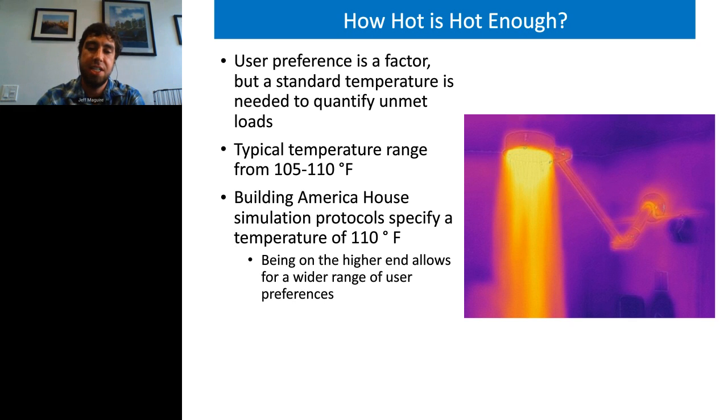So my suggestion is to calculate unmet loads whenever your outlet water temperature is below 110 and is going to a shower. Being on the higher end means that you're accounting for everyone's user comfort preferences. If you prefer 105, that's great, you're still comfortable. And being on the higher end is also an attempt to allow for a little bit of distribution losses of a degree or two and still be pretty close to comfortable without explicitly modeling the entire distribution system.